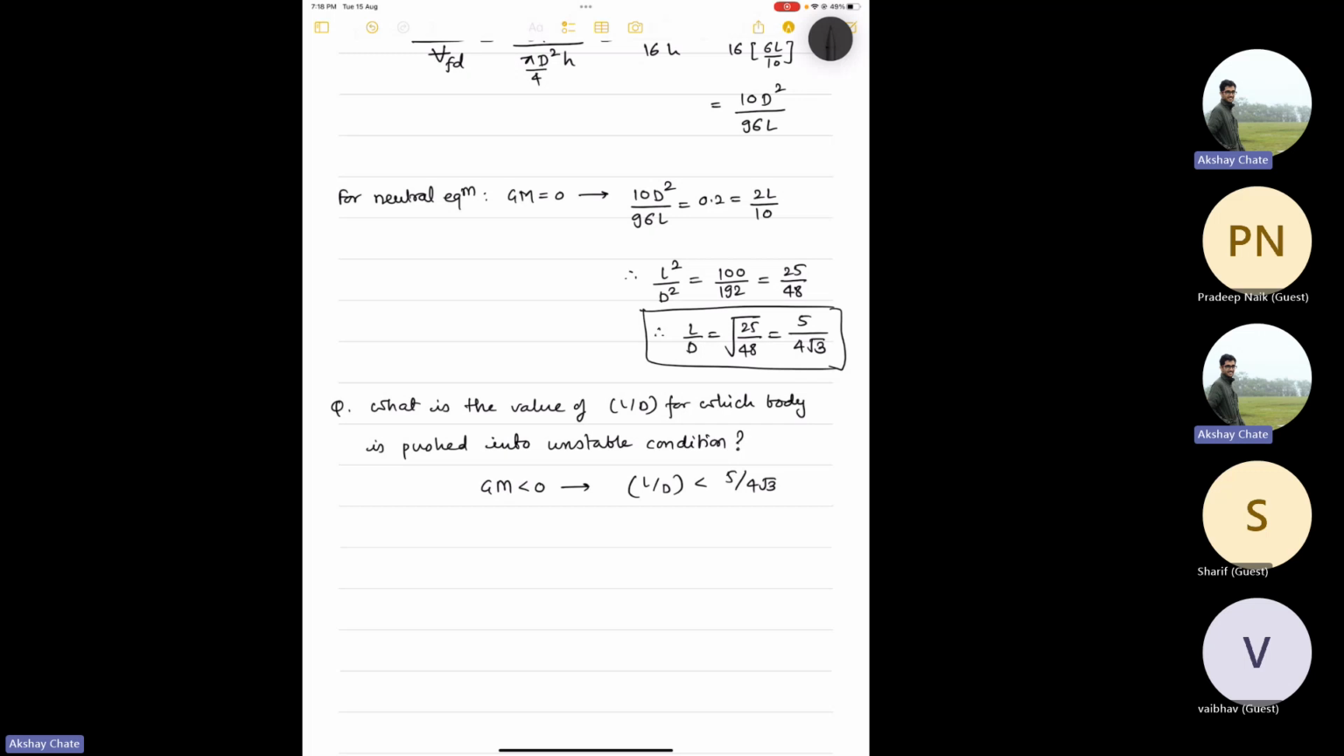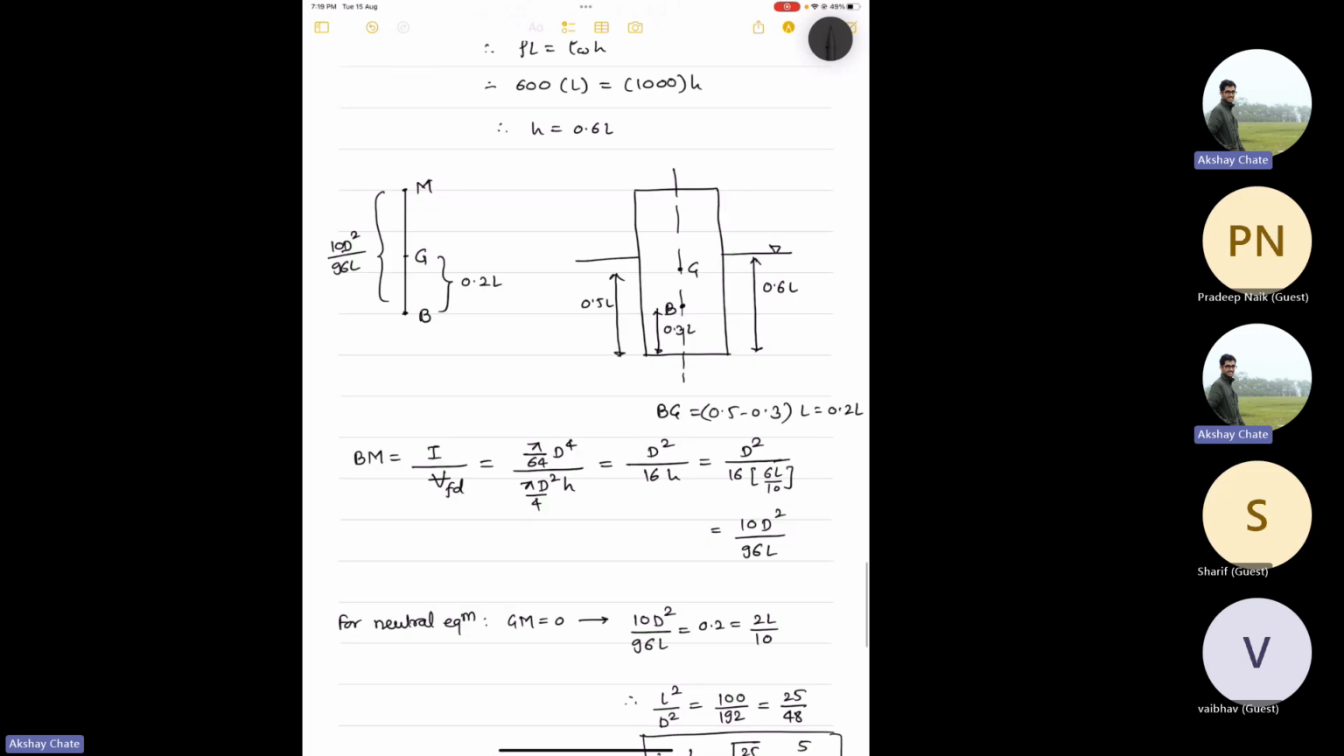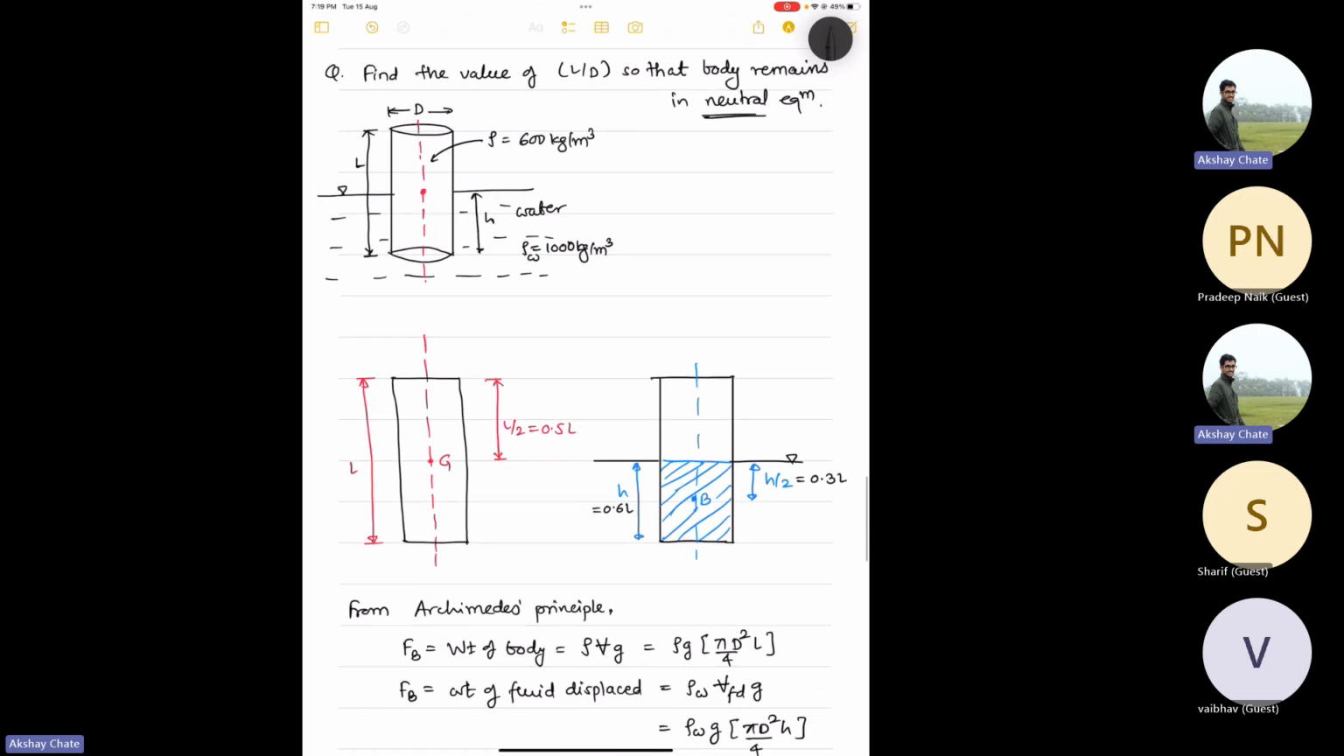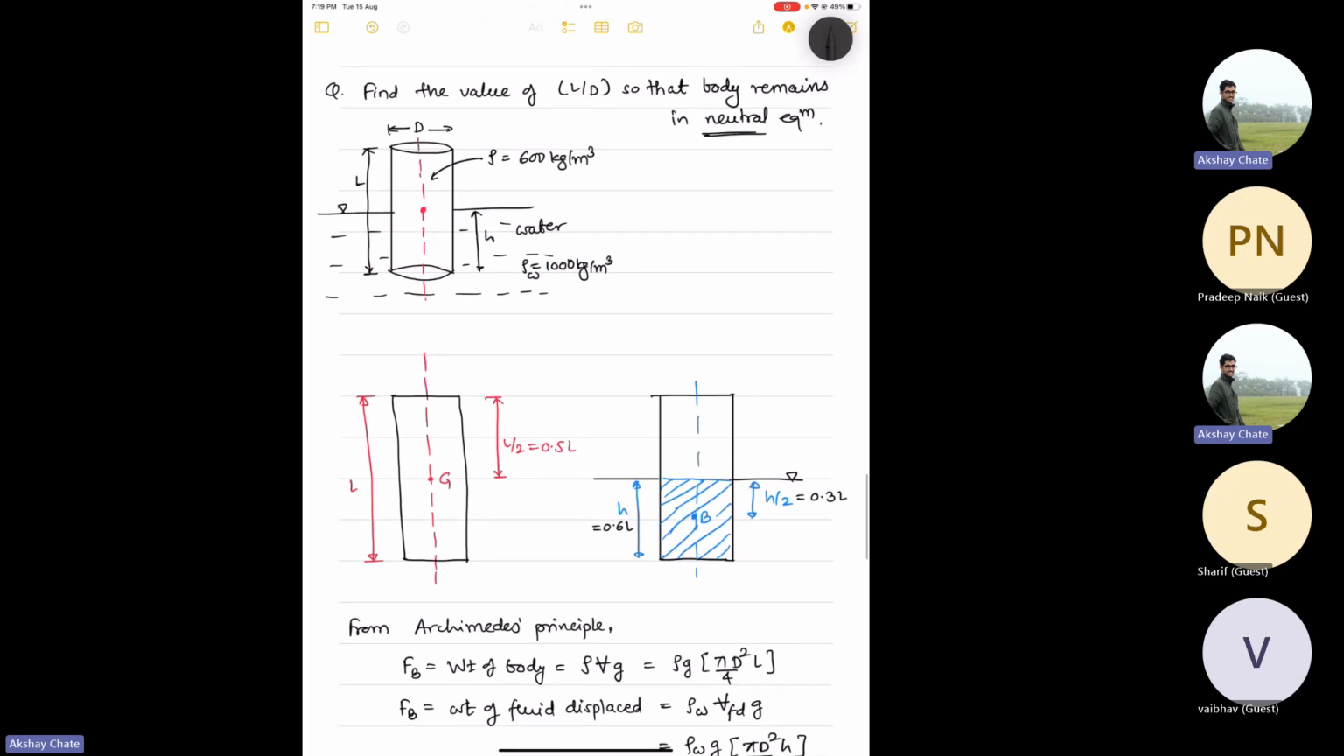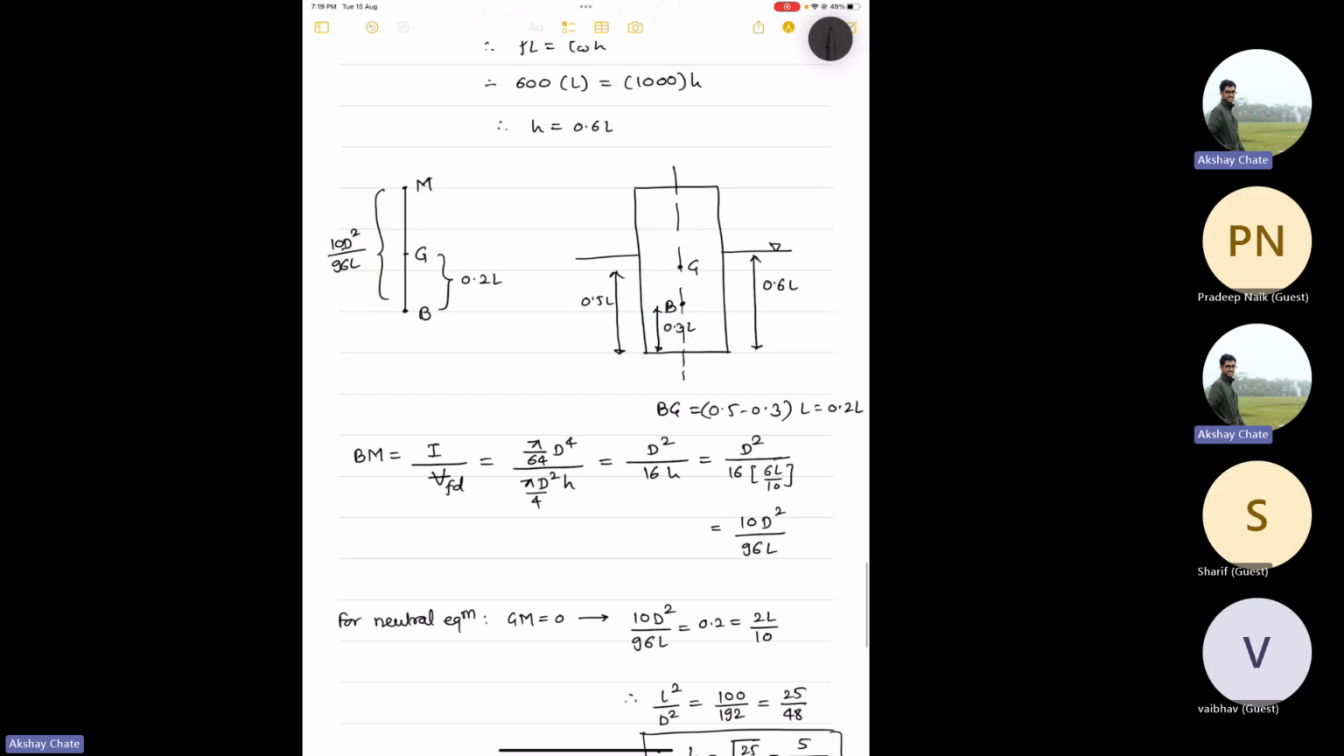So if this condition holds, if your body has an L by D ratio less than this, your body will always be in unstable equilibrium, assuming it has a density of 600 kg per meter cube and it is floating on water.